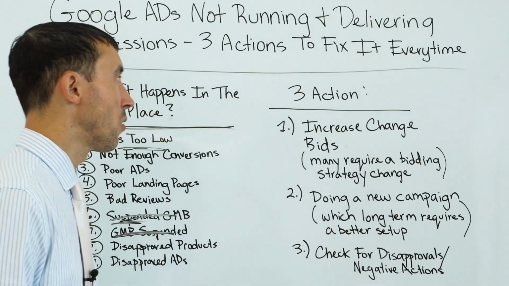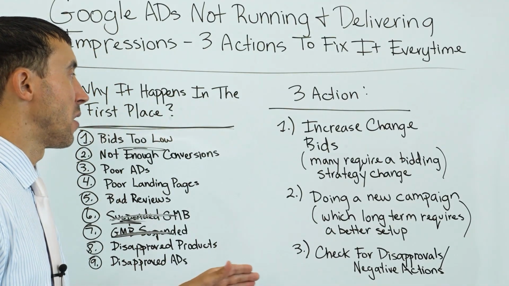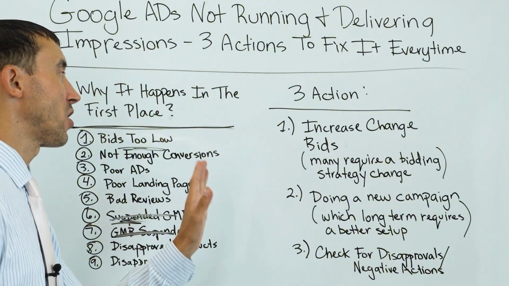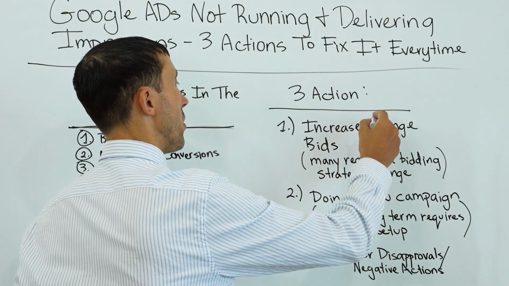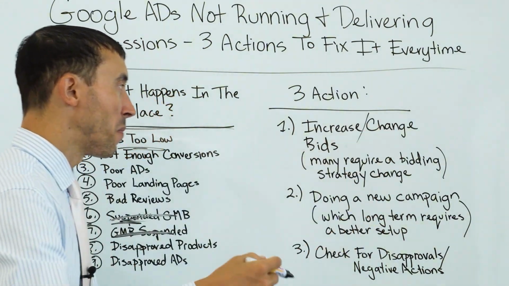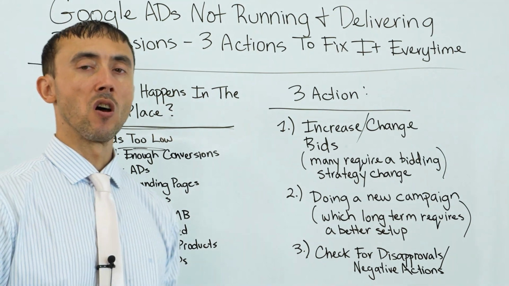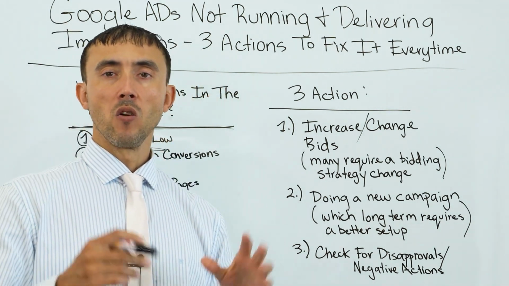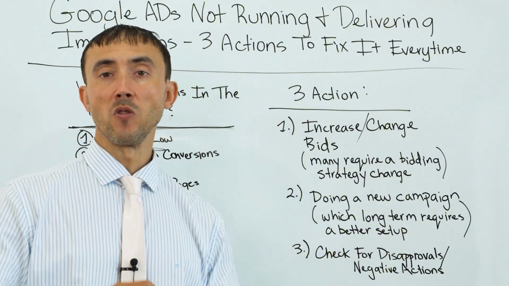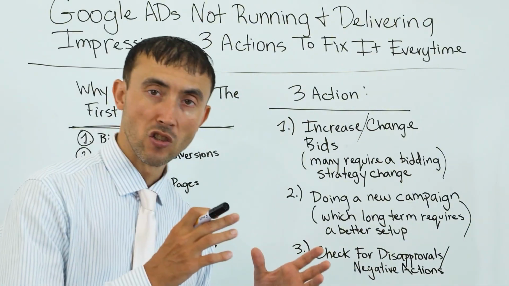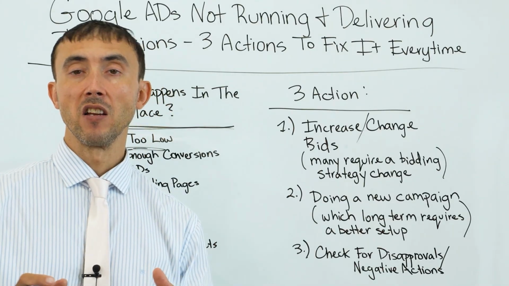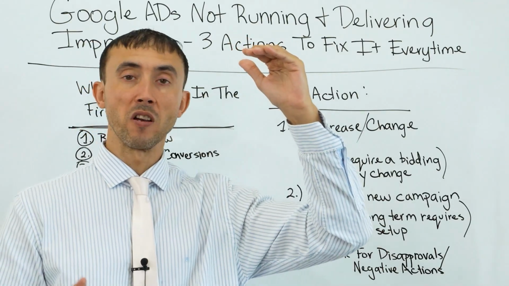So in terms of the 3 action items, first is the bid change, or increasing or changing the bids, if you will, which may, like I mentioned before, require a bidding strategy change. So again, to reiterate what I was saying before, essentially what you're doing at the very beginning, if you're using smart bidding, is you're going to try to change the target CPA or target ROAS, if you have one already, either raising the target CPA or lowering the target ROAS.